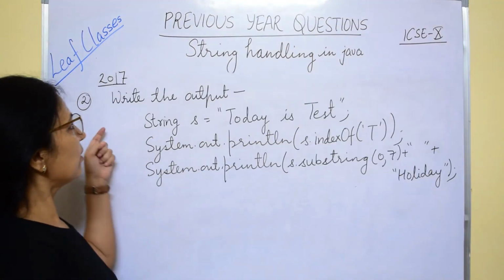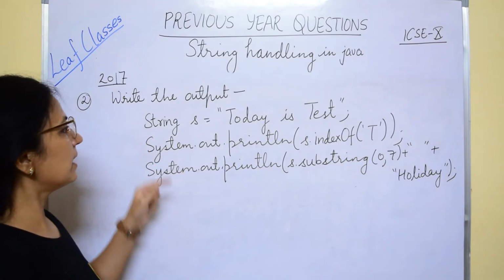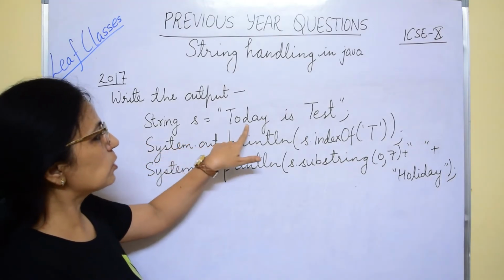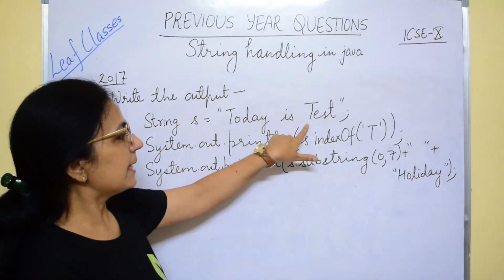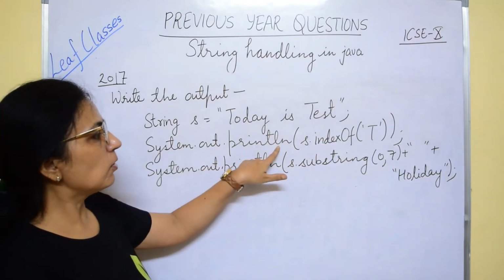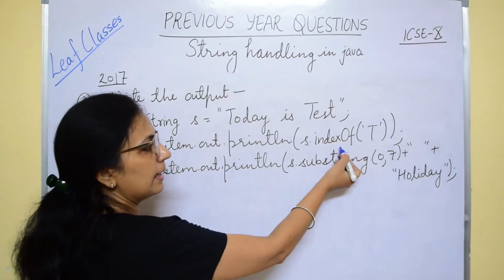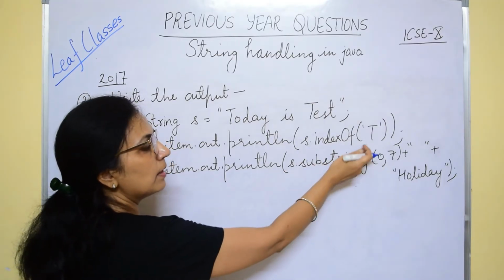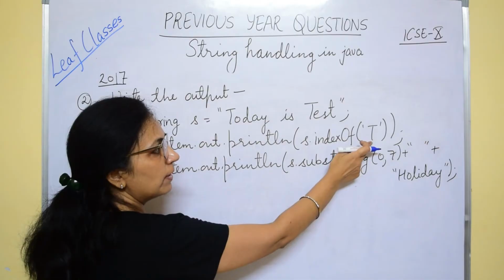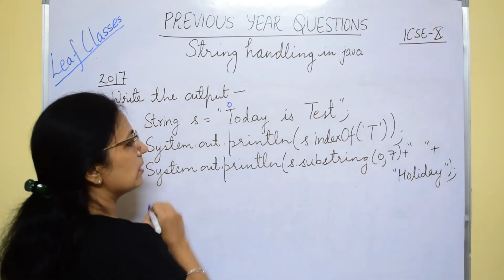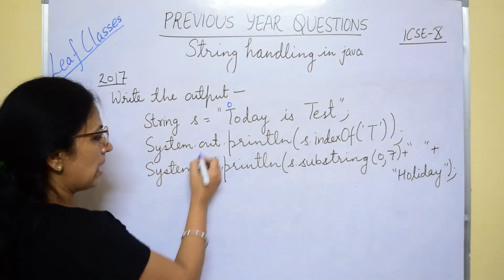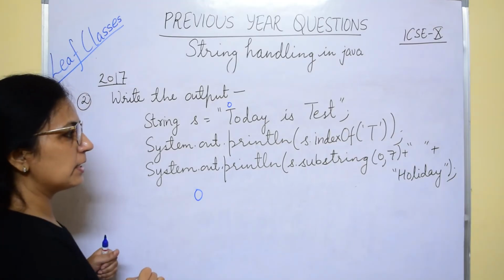Okay. The second question from year 2017. String S equals today is test. System.out.println s.index of t. The index of function gives you the index number of the first occurrence of this character. So it is 0. So the output of the first line will be 0.